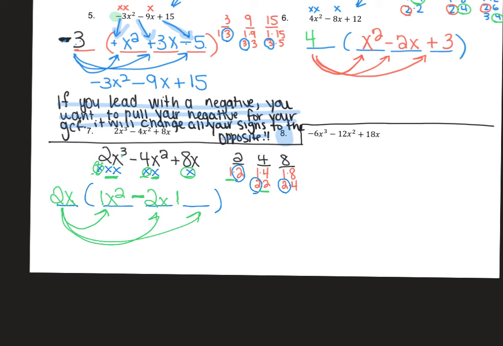And then I need a positive here. 2 times what will get me 8? That's 4. X times what will keep me at x? That's nothing. So that's my answer.